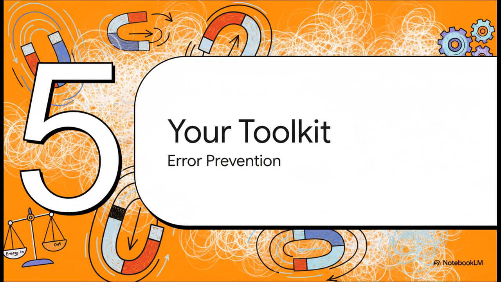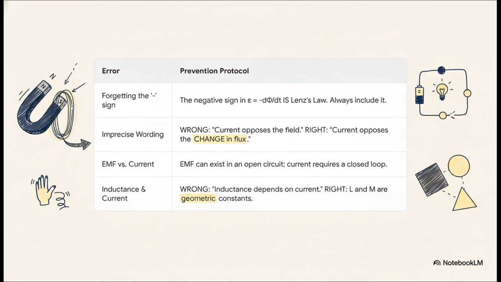So to wrap things up, let's consolidate everything into a final, practical toolkit for your revision. Think of this as your error prevention checklist. Let's run through these common mistakes real quick. First, that negative sign in Faraday's law. That sign is Lenz's law. It represents the opposition, so don't ever forget it.